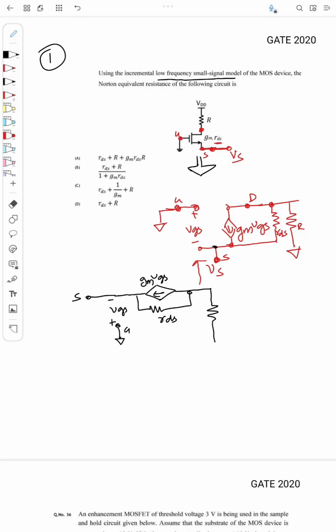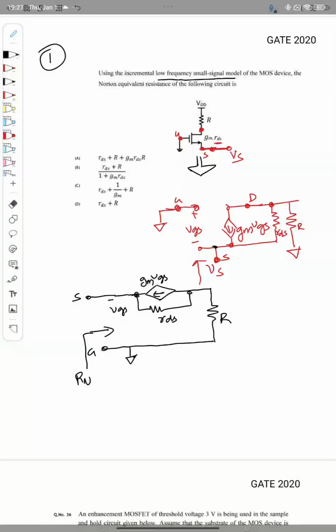Since this is ground, I can draw it like this. This is the gate, and both the gate and this resistance are grounded. Yes, so this is the equivalent circuit, and I need to find the Norton resistance, which I will call Rn. So how do we find the Norton resistance?